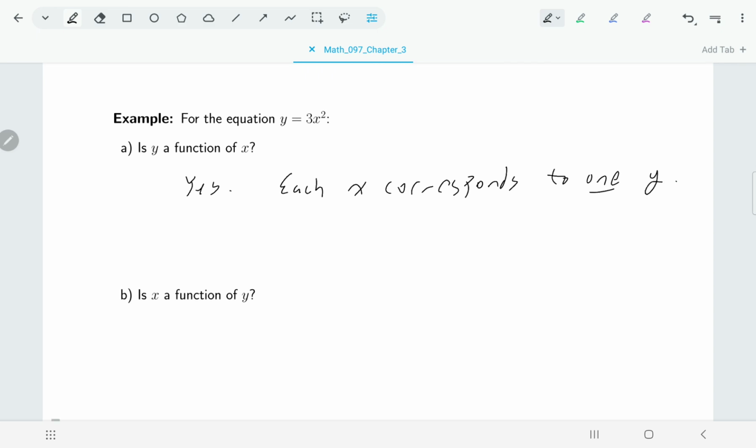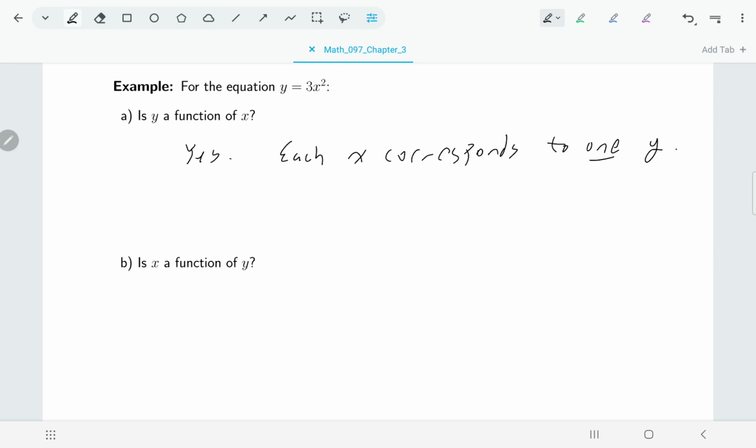On the other hand, if you ask the question about is x a function of y, if we pick one y value, are we going to get only one x value? The answer would be no. So for example, if I were to pick y as 3, and I said, what's the x value that I would get if y is 3, then we'd say that 3 is 3 times x squared, or 1 is equal to x squared, or in other words, x is plus or minus the square root of 1, which is just 1. In other words, for one y, we get two different values of x.